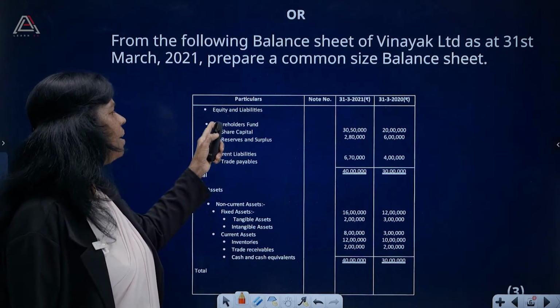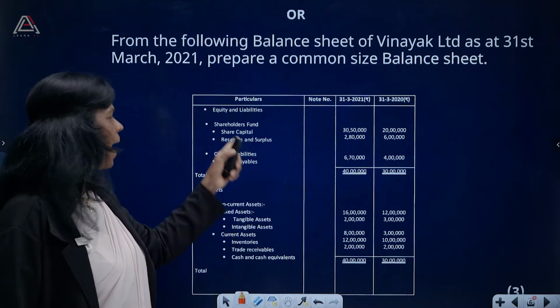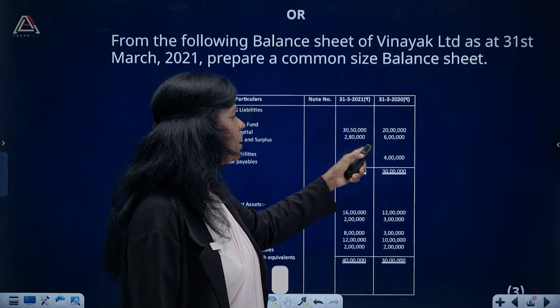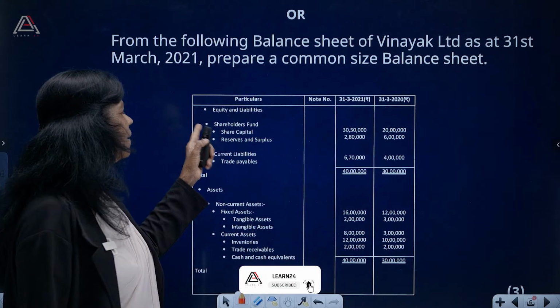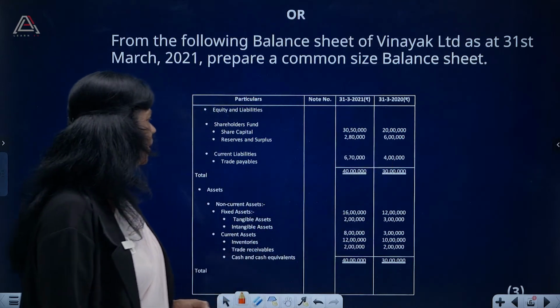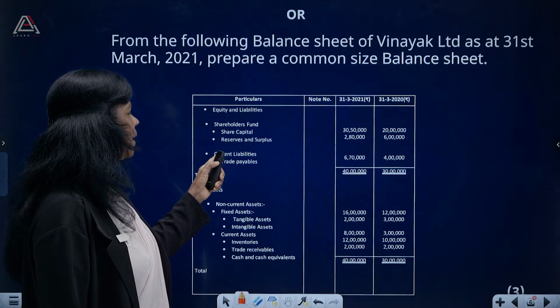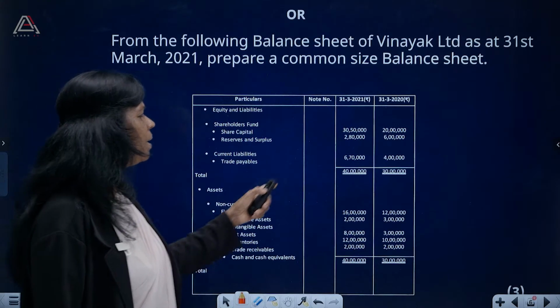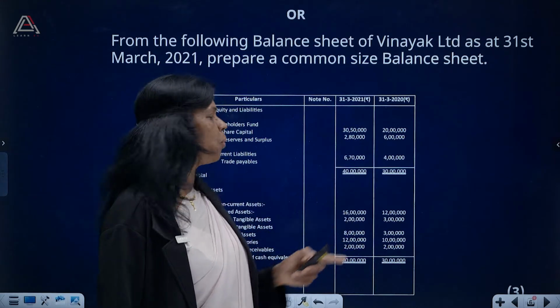Then first item, equity and liability. Equity and liability, first item, shareholders fund. Under shareholders fund, we have share capital 30 lakh 50,000, 20 lakh. Then reserves and surplus 2 lakh 80,000 and 6 lakh. Then second item, current liabilities. Under current liabilities, we have trade payable 6 lakh 70,000 and 4 lakh.